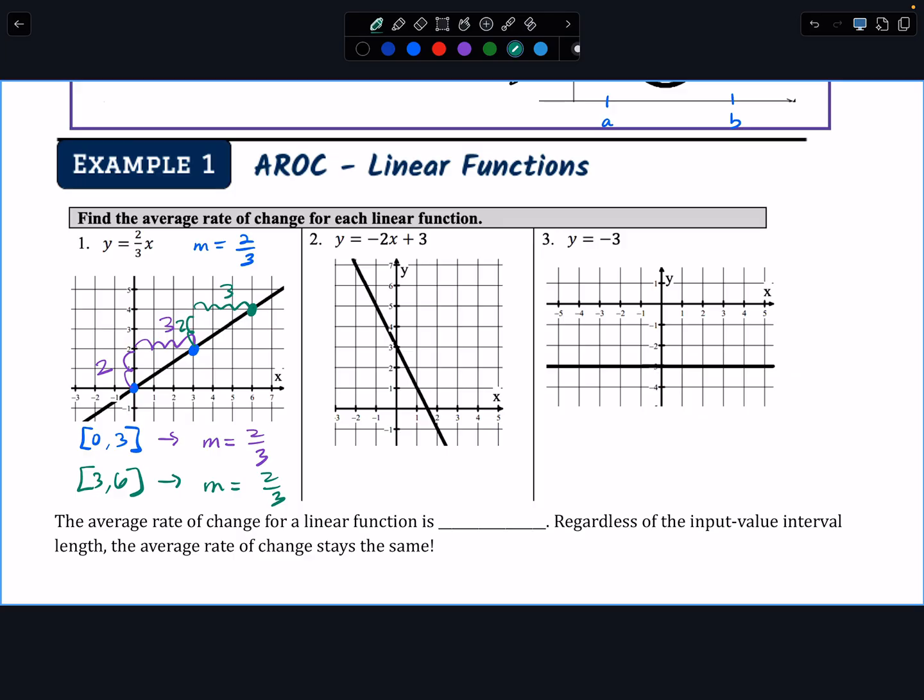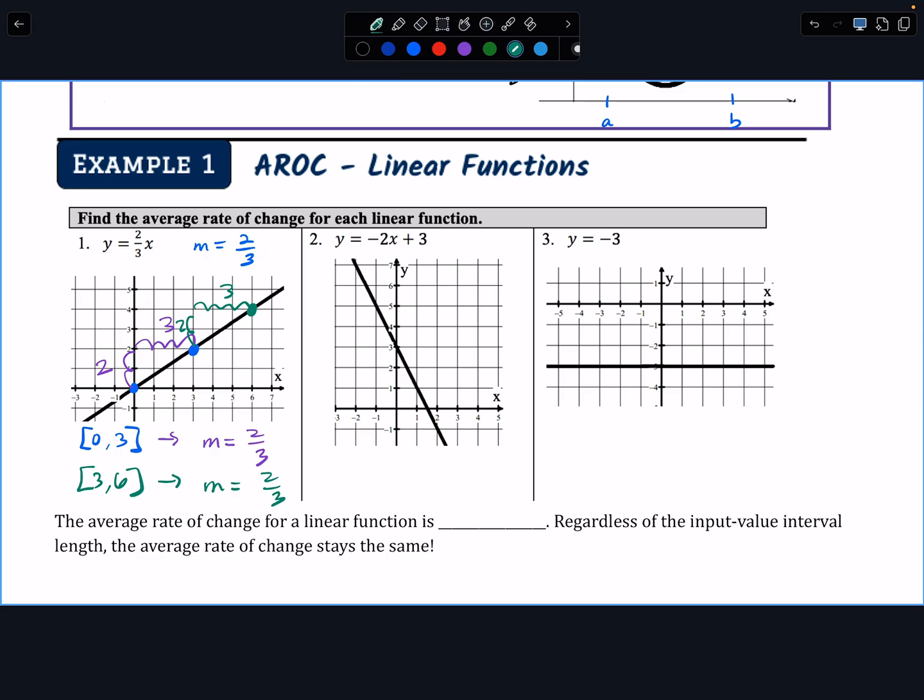Talk to me, guys. Does it matter which points I picked? No, because there's a slope change. No, good. Okay, so that's what I was basically trying to show you guys. It's the same. Hooray. Do I have to do that every time?